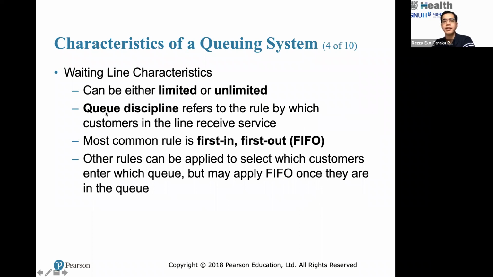The waiting line characteristic can be either limited or unlimited. And the queue discipline refers to the rule by which customers in line receive service. That's why, in a queuing system, the most commonly applicable rule is FIFO, first in, first out. This is quite reasonable and quite fair in a queuing system. So it is mostly applied to a single line, FIFO. Other rules can be applied to select which customer enters which queue, but FIFO may apply once they are in the queue. So these are the rules of FIFO, first in, first out.